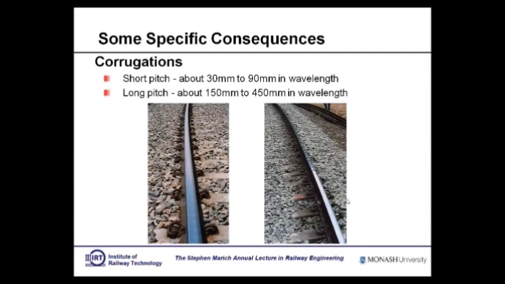You've got short pitch in some systems, 30 to 50, 90 millimeters in wavelength. Usually they occur in passenger traffic in curved track. And these are the big buggers. These are the long pitch corrugations, 150 to 450 in wavelength, and they can grow to be very, very deep indeed. All you have to do is have a look at some of ARTC's Melbourne to Sydney system to see the kind of corrugations that theoretically you can get. We didn't actually know that you could grow them that much, but obviously you can under certain conditions.